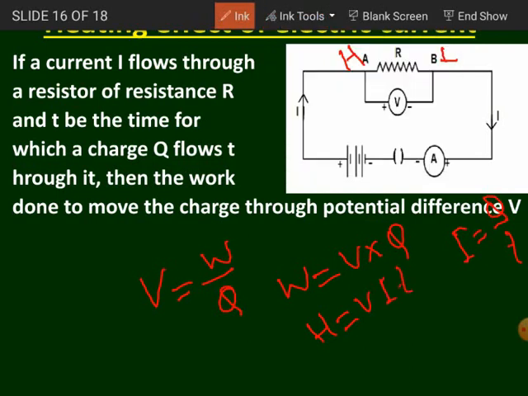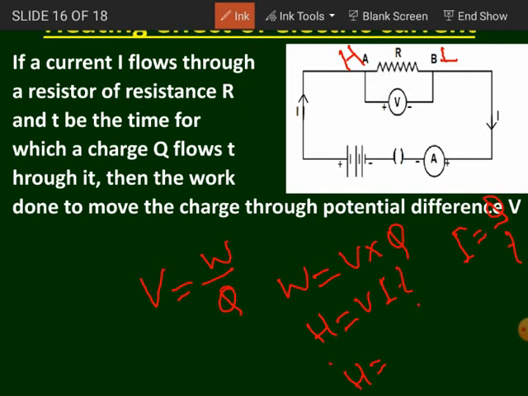Got it? So what is this T then? This is the amount of time for which the current flows through that conductor. Okay, the longer the time, the more heat will be developed. Got it? So the heat can be expressed as what?